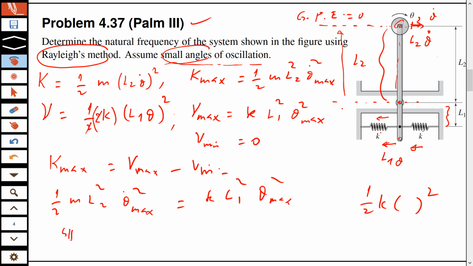And for simple harmonic motion, you can again note that theta dot max will be equal to omega n theta max. So I can now replace this theta dot max squared by theta max squared times omega n squared. Cancel out this and you solve this equation for omega n. Is there any question?